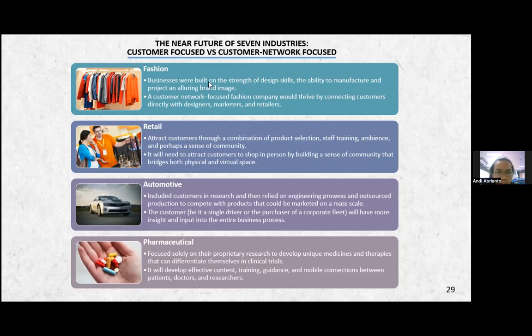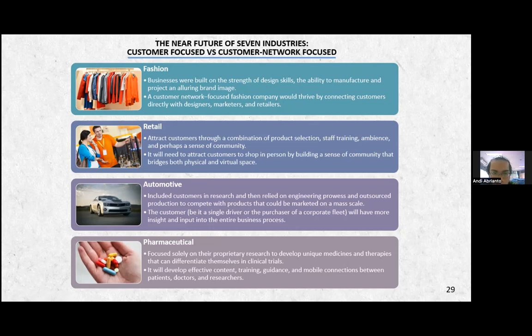Okay, for this slide, I will explain the new features of 7 industries: customer focus versus customer network focus. The first industry is fashion. Businesses were built on the strength of design skill, the ability to manufacture and project an alluring brand image. In a customer network focus organization, a fashion company would thrive by connecting customers directly with designers, marketers, and retailers.